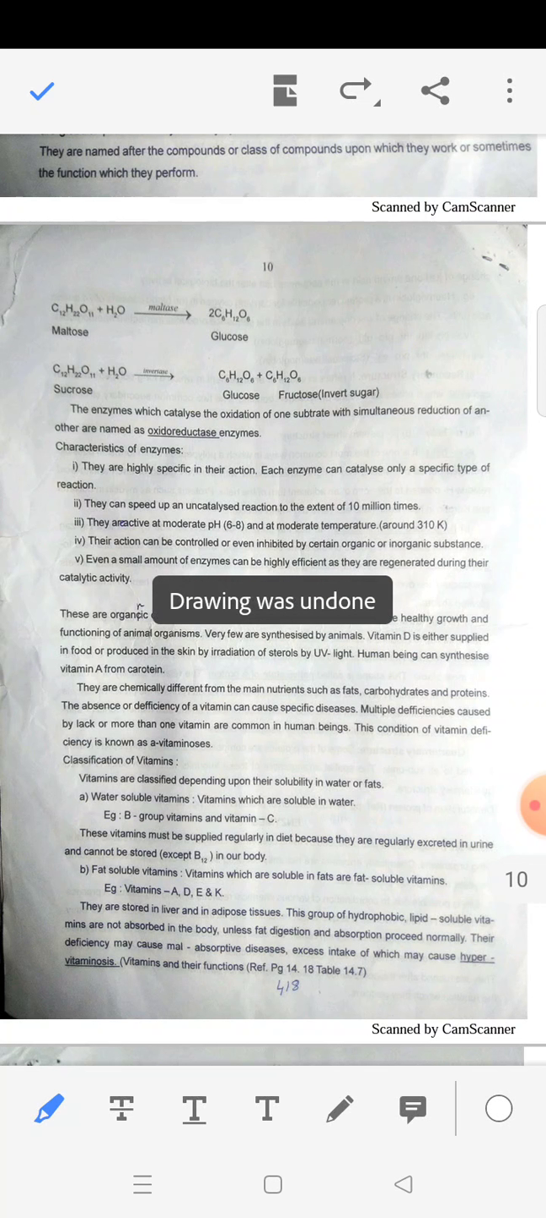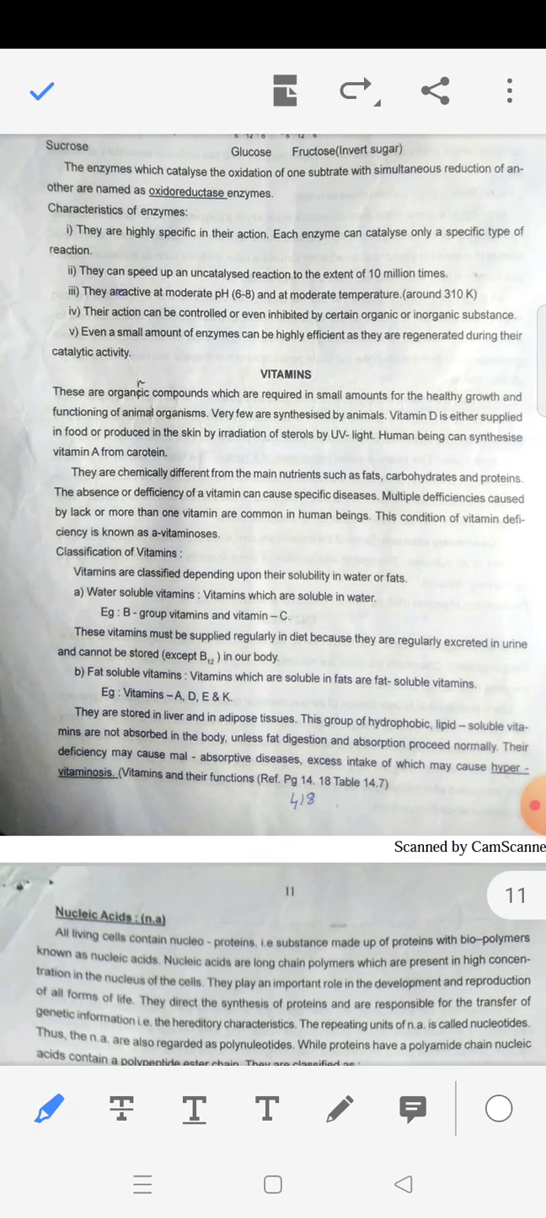So with this we come to the end of the discussion on enzymes. Our next topic is vitamins. Vitamins are organic compounds which are required in small amounts for the healthy growth and functioning of animal organisms. Very few are synthesized by animals. You know that enzymes are mostly synthesized by animals, but vitamins are not, so they have to be taken in our diet.